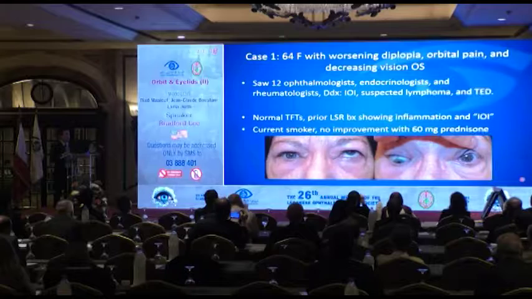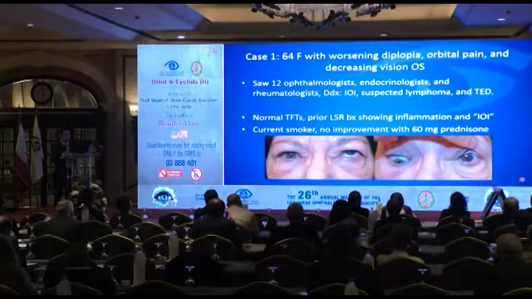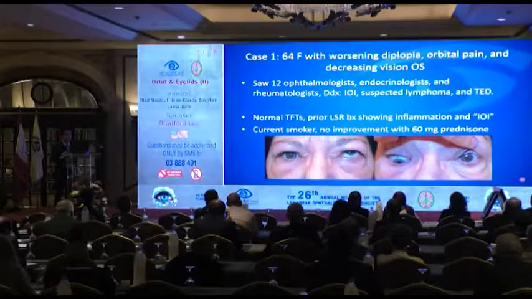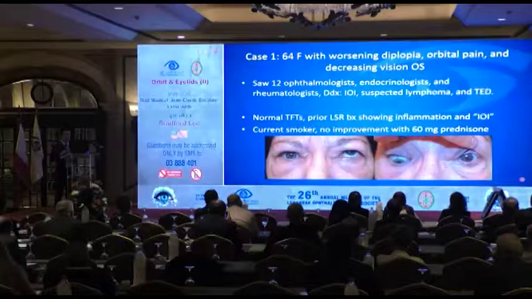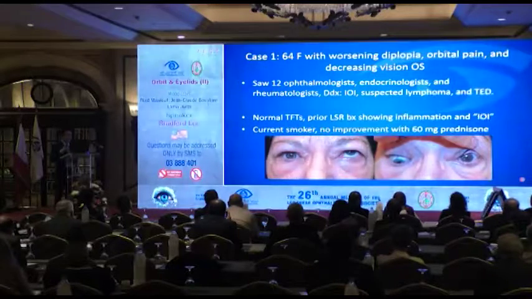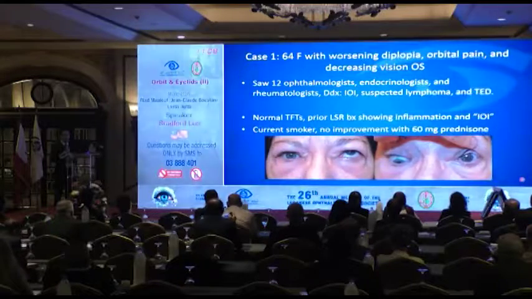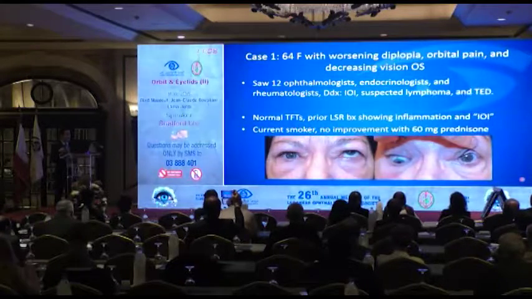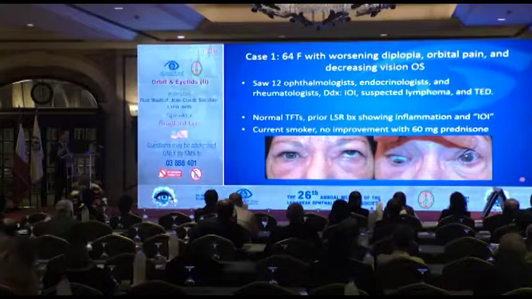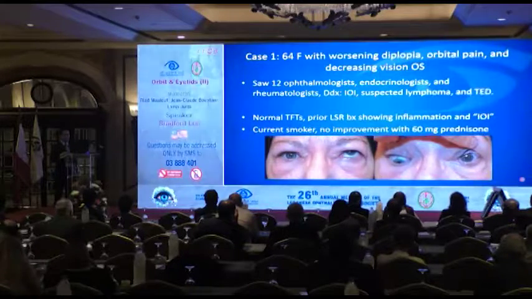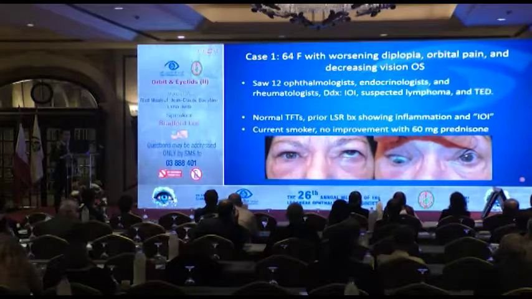So our first case here is a 64-year-old lady who had come to me with diplopia, pain, and decreasing vision. She had seen a whole number of different specialists in ophthalmology, endocrine, rheumatology, and she had been given a variety of diagnoses: idiopathic orbital inflammation, possible lymphoma, possible thyroid eye disease, and there was really no consensus, and she was completely overwhelmed and confused.